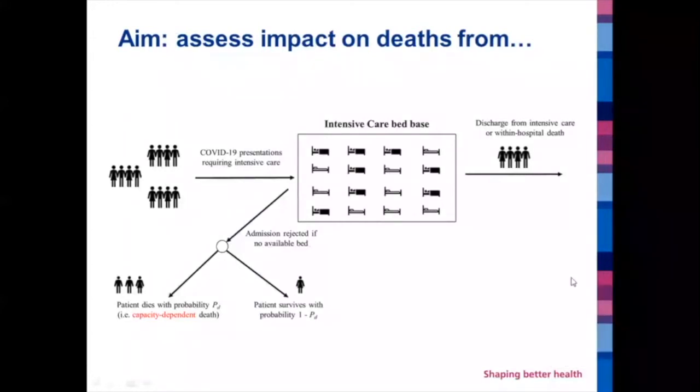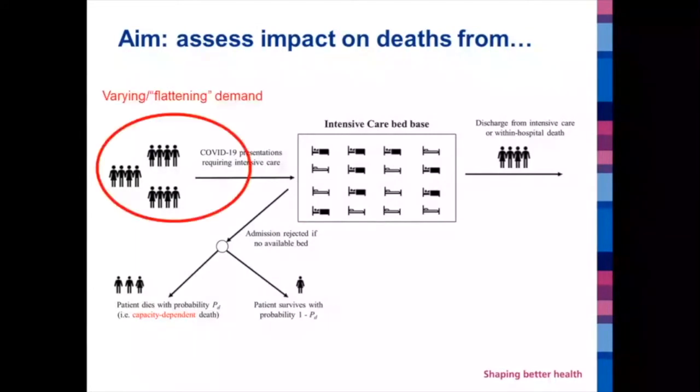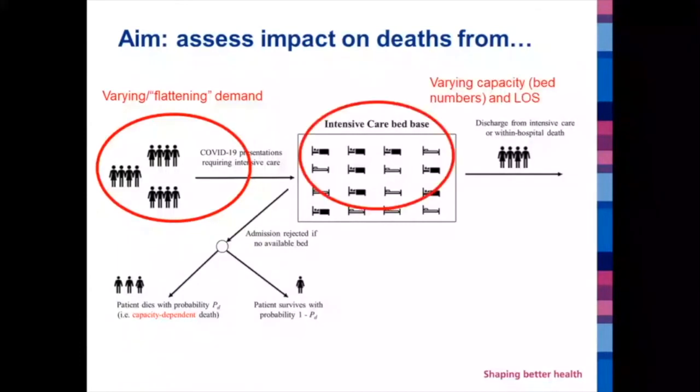There we go. So the aim then, in terms of the use of the model in this context, is to assess the impact on deaths from changing, varying or flattening the demand curve, varying the capacity, i.e. the bed numbers through different surge levels, and looking at how length of stay can be affected, can be changed through various other options in the clinical sense. And what is of interest then is the responsiveness of the capacity dependent deaths to changes in these handles that we have some control over.